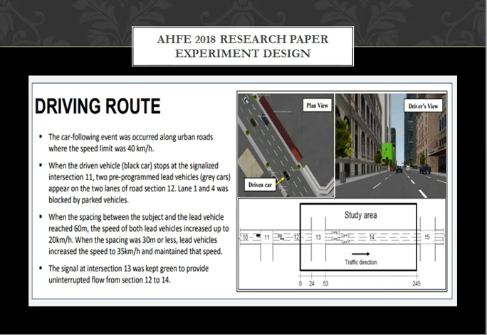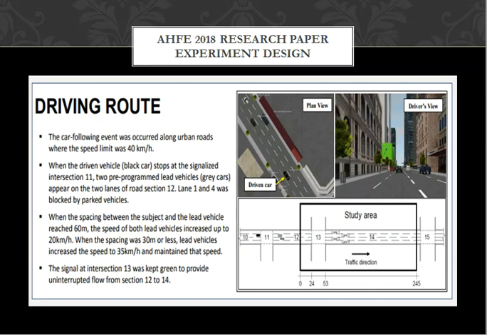We also designed our experiment scenario for our AHFE 2018 research paper. Here, the scenario shows the car following event that occurred along urban roads where the speed limit was 40 km per hour. When the driven vehicle, that is the black car in our case, stops at the signalized intersection 11, two pre-programmed lead vehicles, shown as grey cars, appear on the two lanes of road section 12. Lanes 1 and 4 were blocked by parked vehicles.